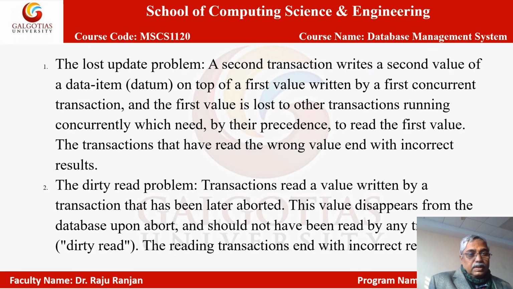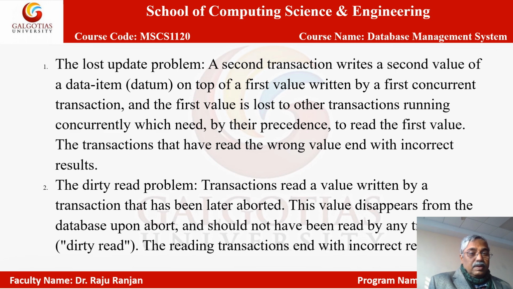The first one, the lost update problem. A second transaction writes a second value of a data item on top of a first value written by a first concurrent transaction, and the first value is lost to other transactions running concurrently which need by their precedence to read the first value. The transaction that have read the wrong value end with incorrect result.